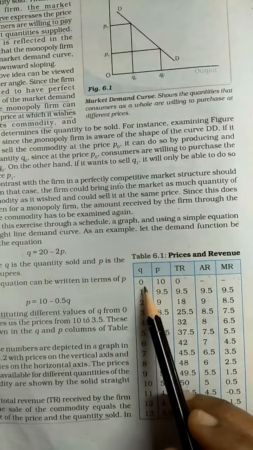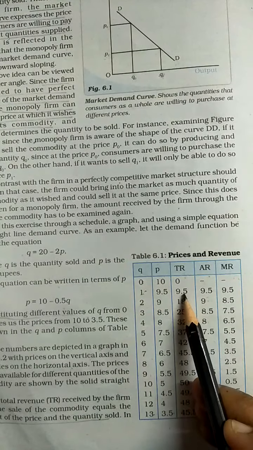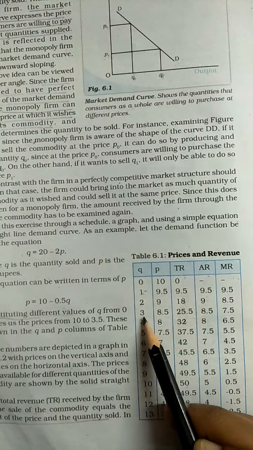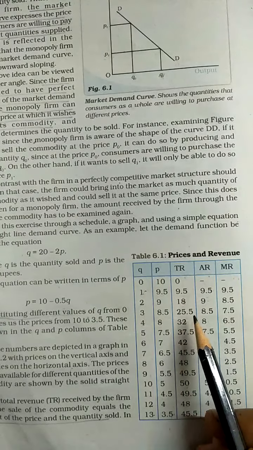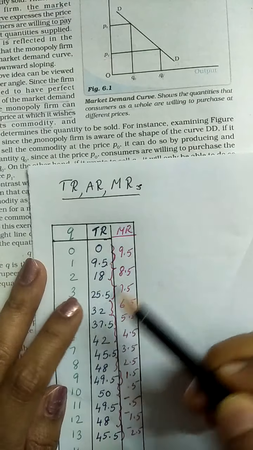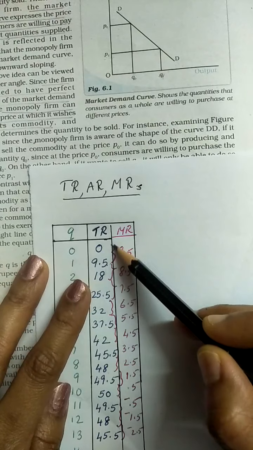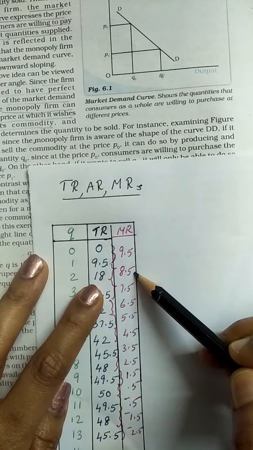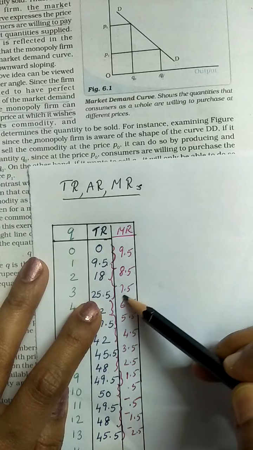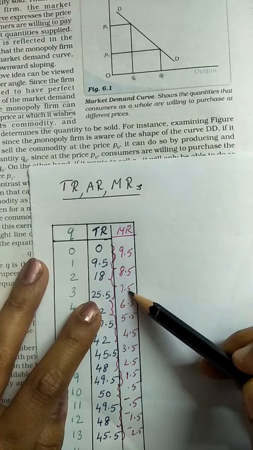Look. First the quantity increased from 0 units to 1 unit. Then total revenue at that time is 9.5. But for the second unit, the total revenue is 18. And for the third unit, 25.5. I am explaining that again here. Look, the total revenue is increasing, but that increase is in a decreasing way. Here 9.5, this difference, 18 minus 9.5, is 8.5. And for the third unit, the total revenue is increasing, but the increase is in a decreasing way, 7.5. 25.5 minus 18, that is 7.5.